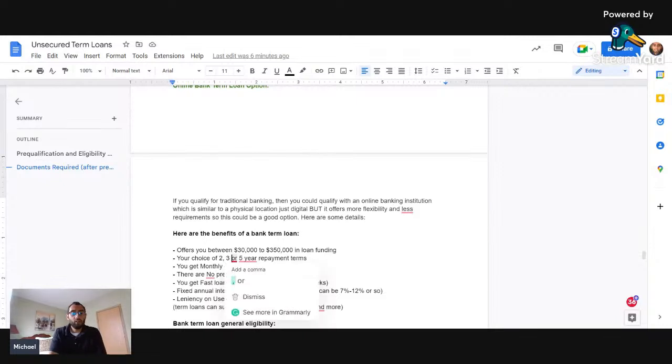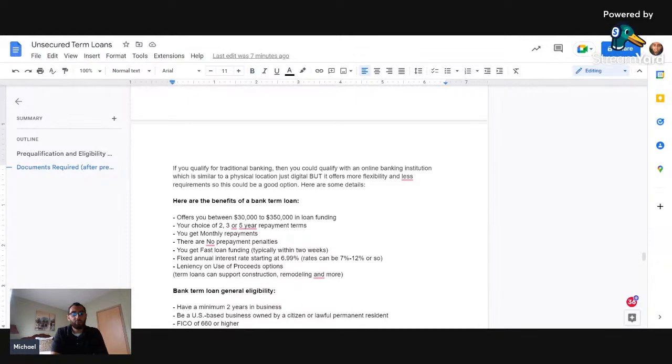Some details: offers you between 30 to 350K in loan funding. Your choice of 2, 3, or 5 year repayment terms. You get monthly repayments. There are no prepayment penalties. You get fast loan funding, typically within 2 weeks. Fixed annual interest rate starting at 6.99%. Rates can be 7 to 12% or so, but it can be like 6 to 28% or so. Leniency on use of proceeds options. Term loans can support construction, remodeling, and more.